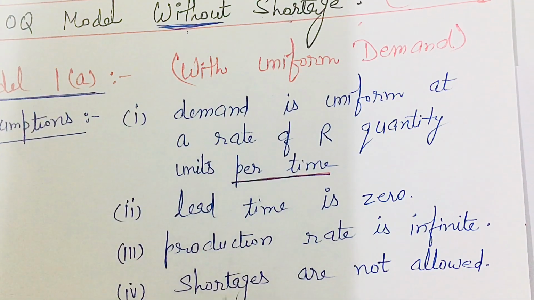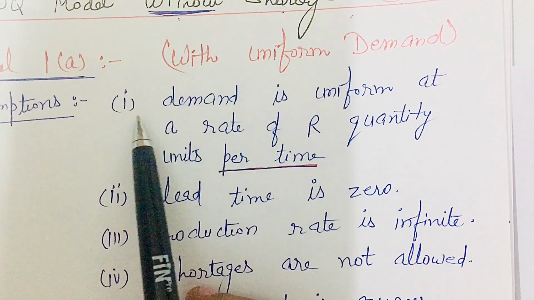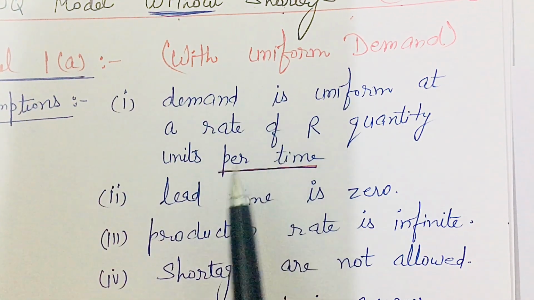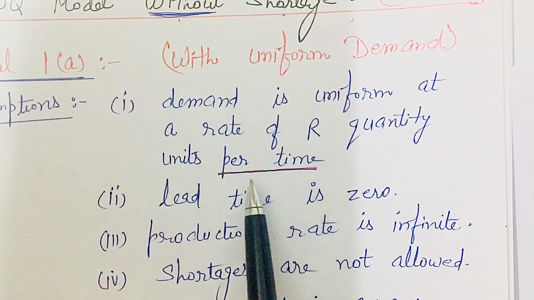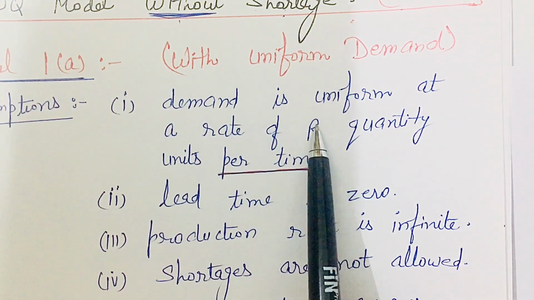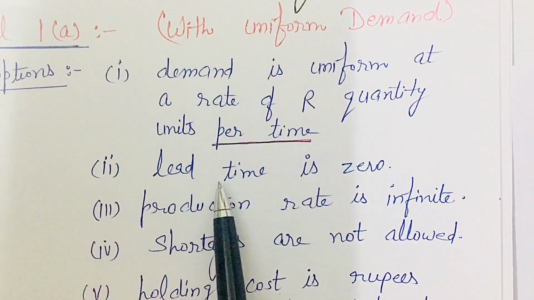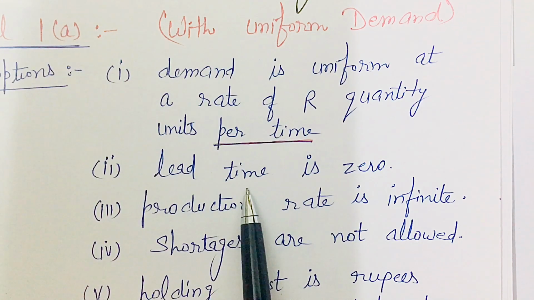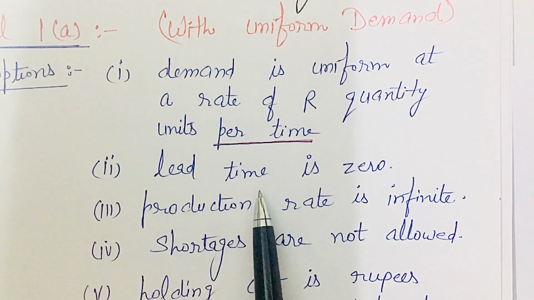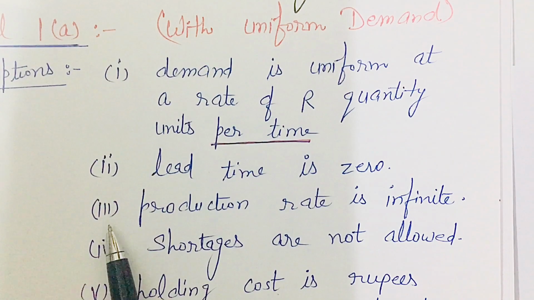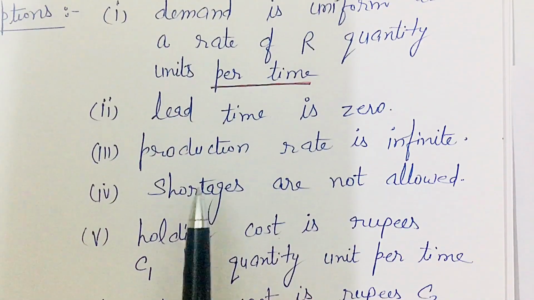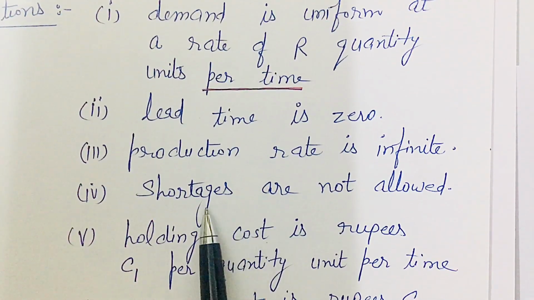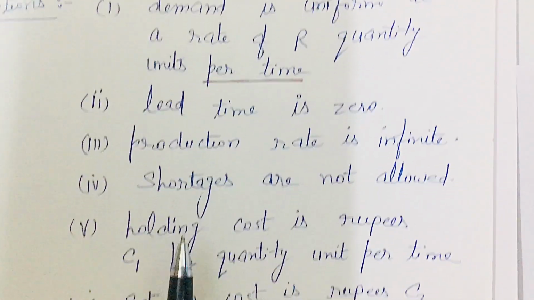These are the following assumptions which are studied for model 1A. First assumption is demand is uniform at a rate of R quantity units per time. R is the demand rate. Second assumption is lead time is 0. Lead time means the time between placing an order and the delivery of the items. Third is production rate is infinite. Fourth is shortages are not allowed. It means you will not entertain the shortage cost.